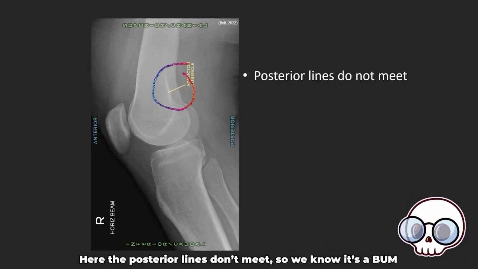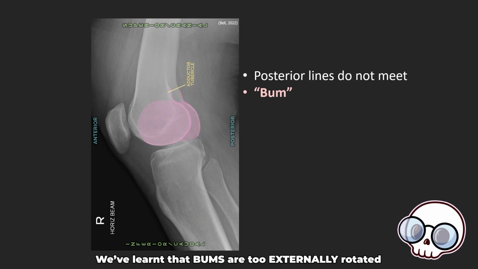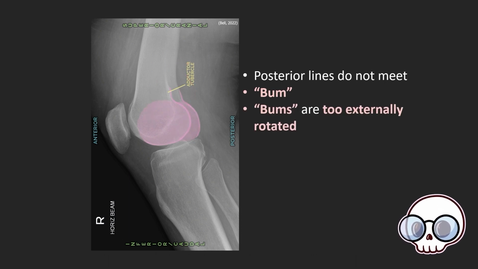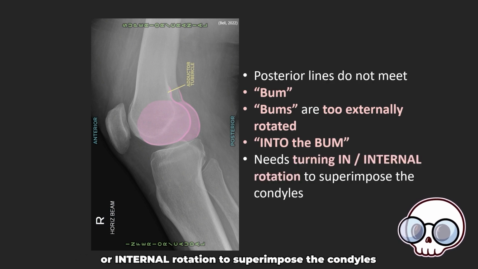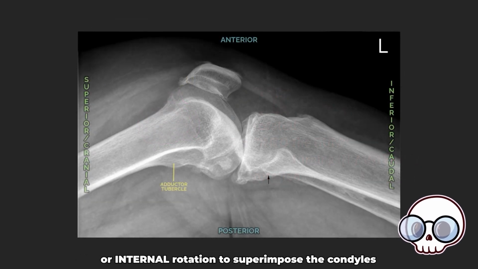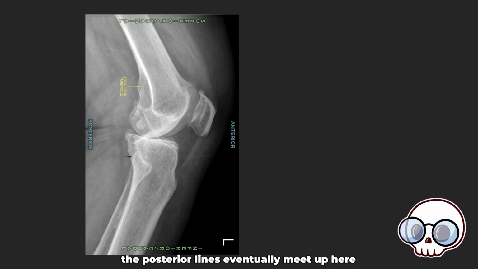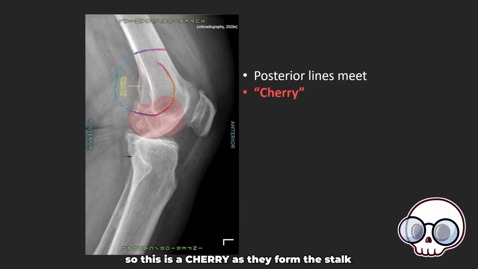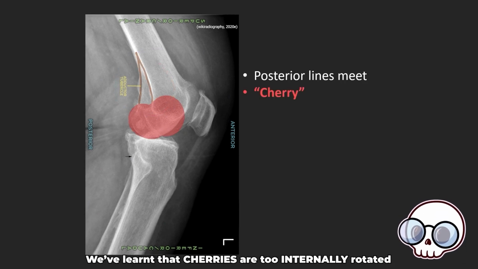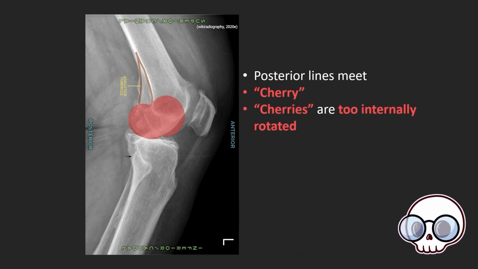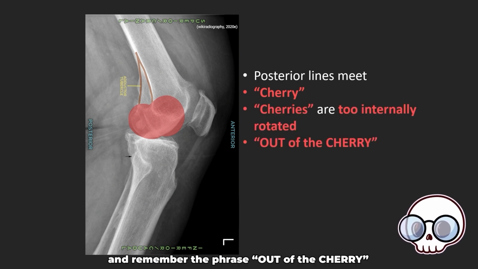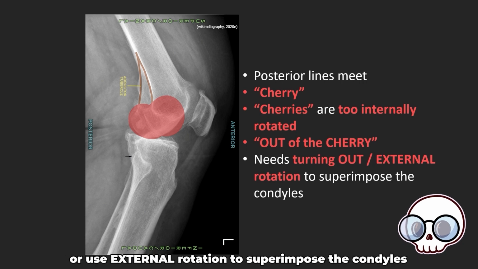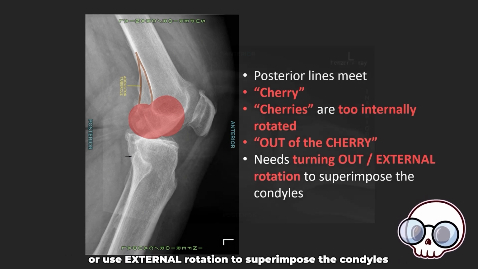Here the posterior lines don't meet, so we know it's a bum. We've learned that bums are too externally rotated, and remember the phrase into the bum to know that it needs turning in or internal rotation to superimpose the condyles. With this example, the posterior lines eventually meet up here, so this is a cherry as they form the stalk. We've learned that cherries are too internally rotated, and remember the phrase out of the cherry, which tells us to turn the knee out or use external rotation to superimpose the condyles.